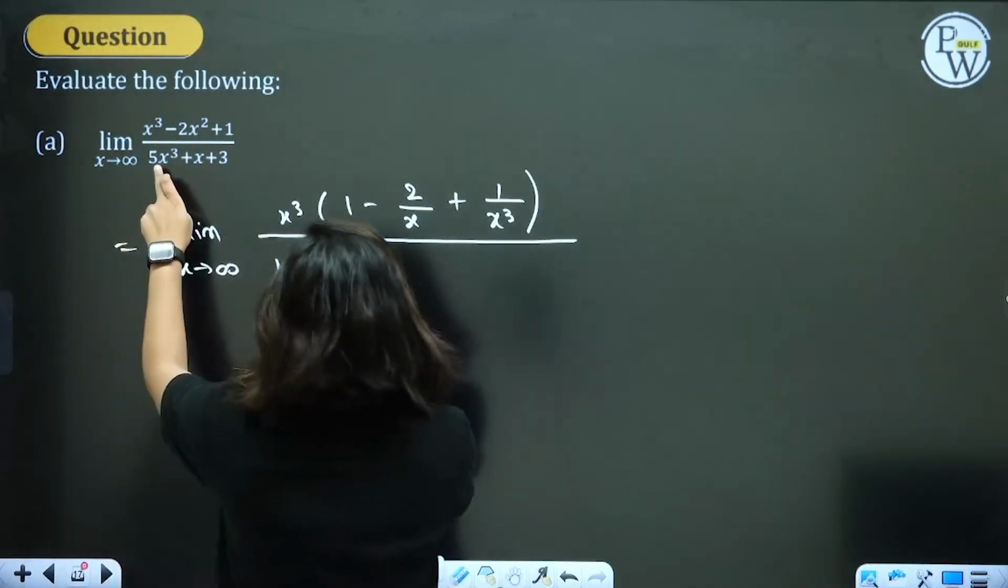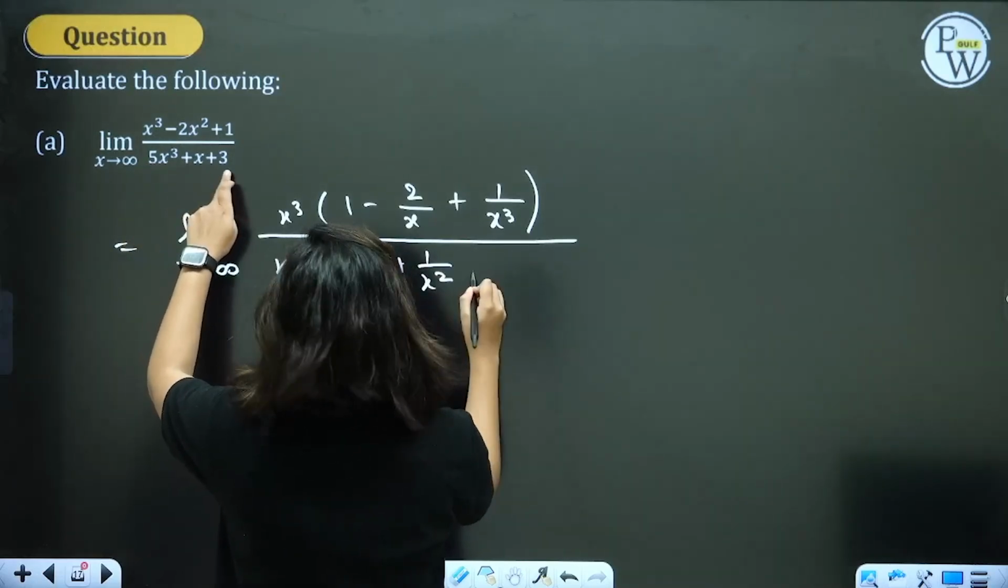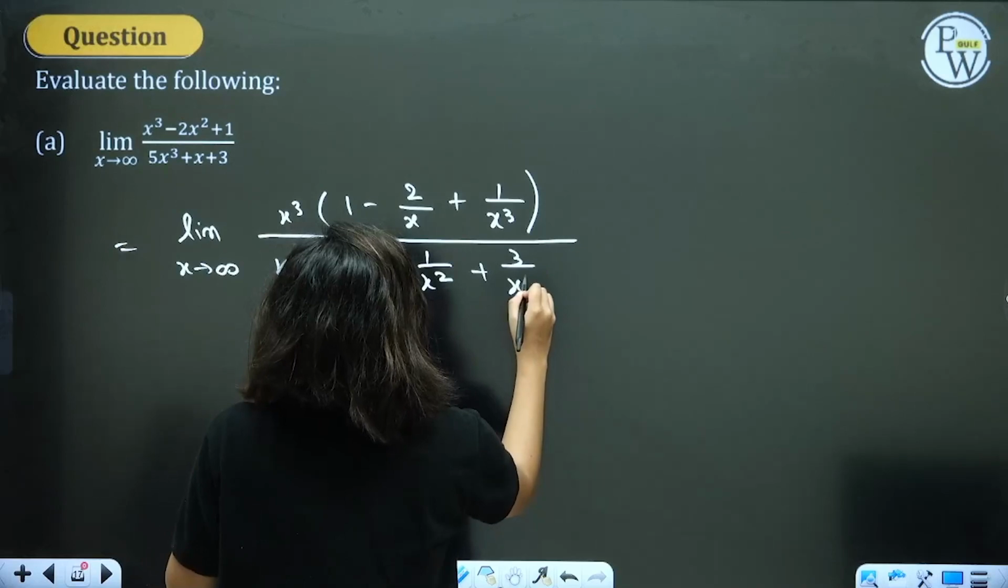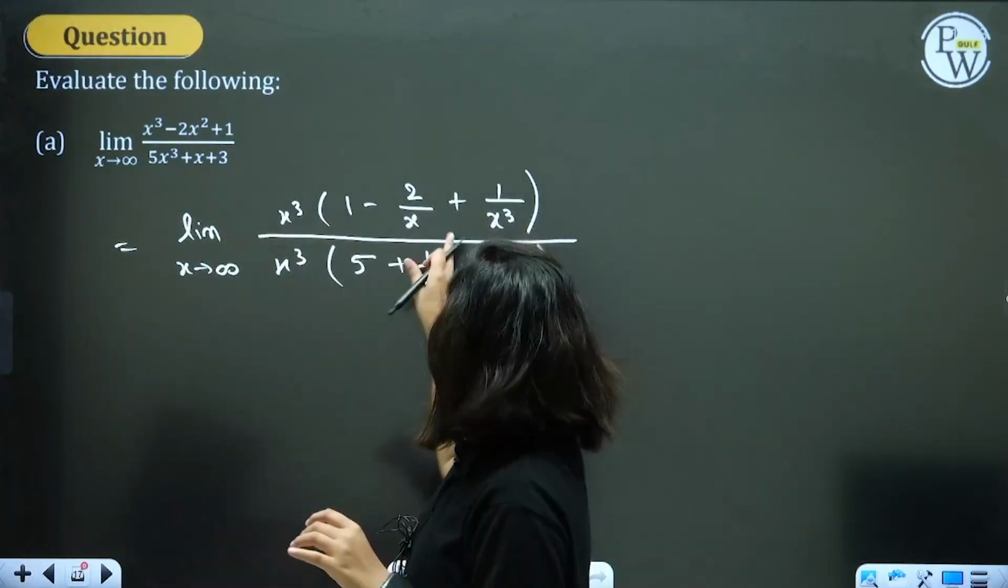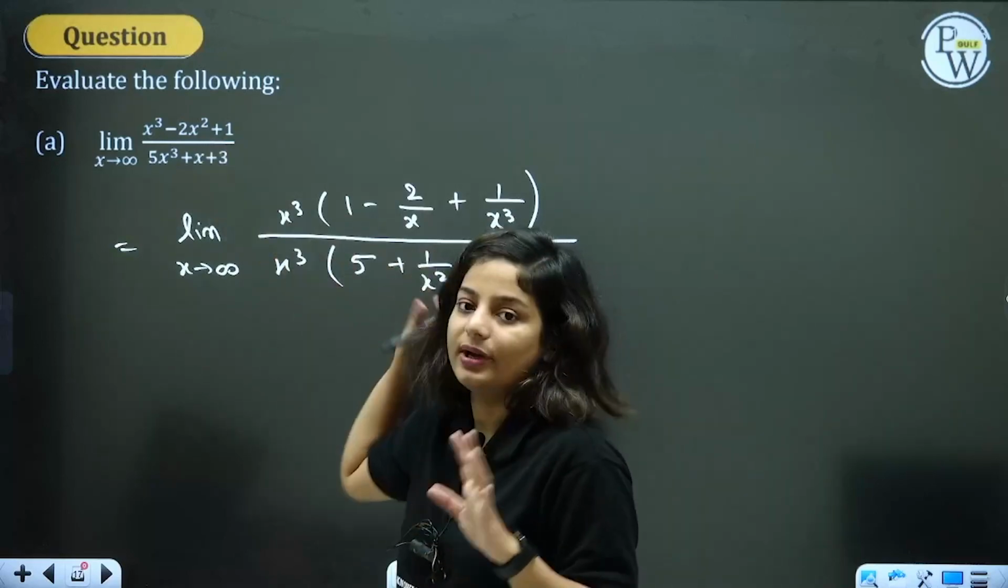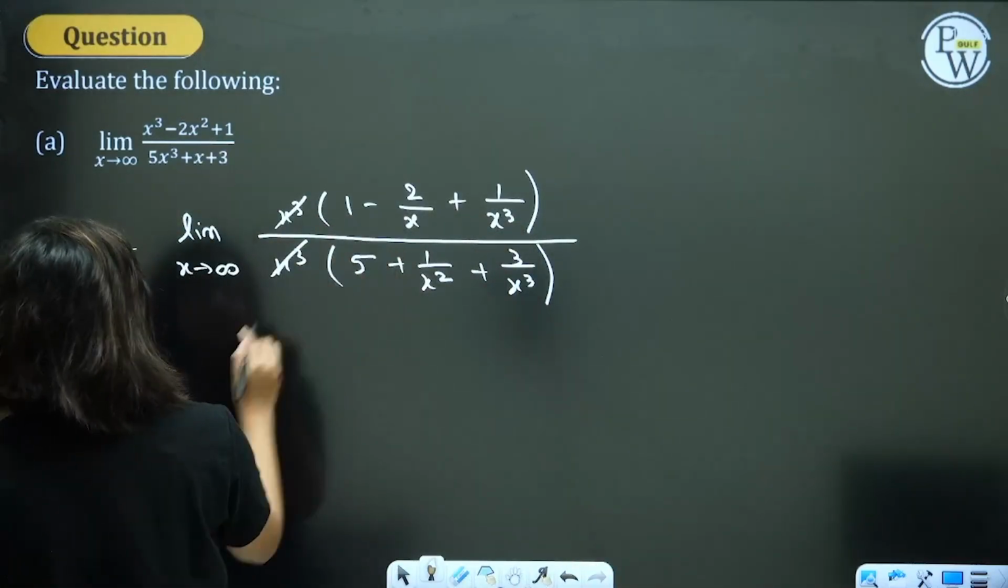Similarly, denominator 5 is left from the first term. From the second term, 1 by x square will be left, and from the third term, 3 by x cube. Can you understand this? Taking x cube common means x will be left from x square. X cube cancels, putting the limit.